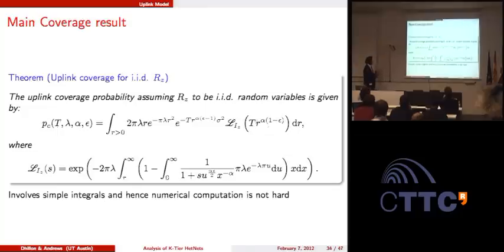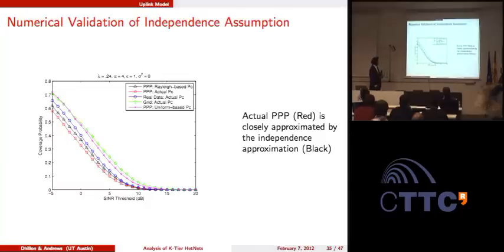So I'm skipping this analytical result in the interest of time. Let's see how this fares in coverage probability study. So we have this actual PPP, the true model in which we don't have any assumption. The coverage probability is given by this red plot, and then we have this black plot which is under the assumption, and we see that actually they're really close. So the assumption is not hurting much.